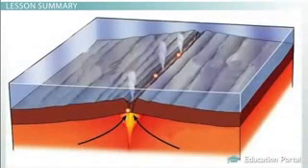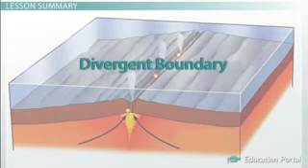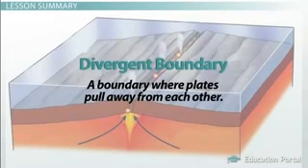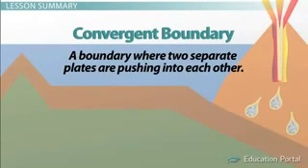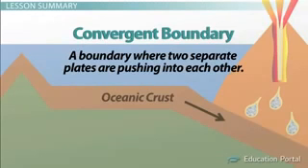To recap, there are three types of plate boundaries that are formed by the interactions of different plates. Divergent boundaries are boundaries where plates pull away from each other, forming mild earthquakes and volcanoes as magma comes to the surface. Convergent boundaries are boundaries where two plates are pushing into each other and are formed when two plates collide, either crumpling up forming mountains or pushing one of the plates under the other and back into the mantle to melt. Convergent boundaries form strong earthquakes as well as volcanic mountains or islands when the sinking oceanic plate melts.